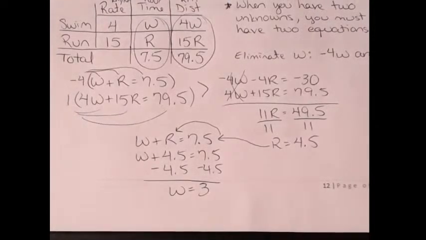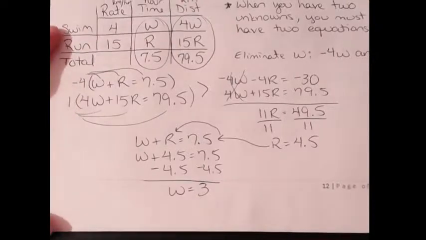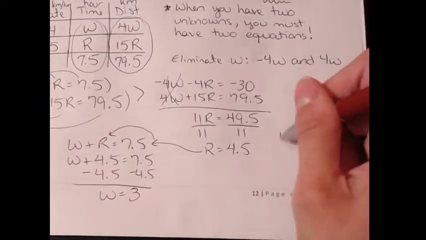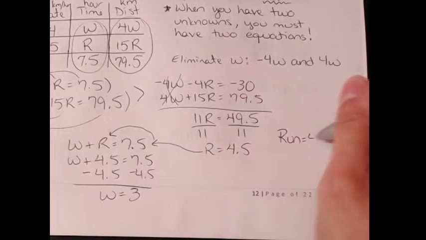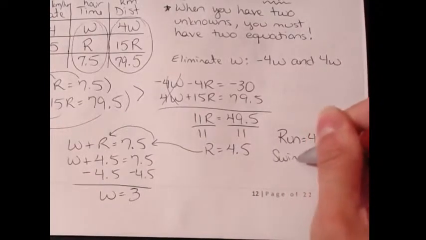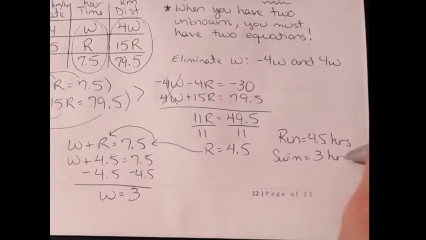But that should make sense. If Nicola ran 4.5 hours and it took a total of 7.5 hours, then that must mean he swam for 3 hours. So let's put our solution here. Run is 4.5 hours and swim is 3 hours.